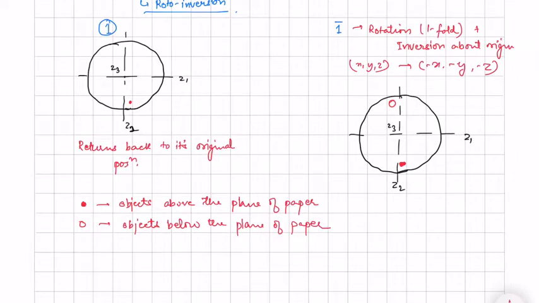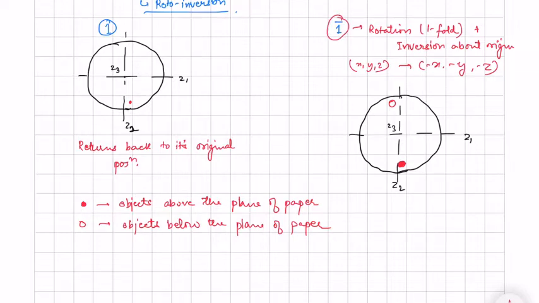Okay. Now again you rotate it for 360 degree, it again land back in its original position, and then when you invert it about origin, it coincides with this point. So now this is the final step. So you stop now. As a result, you have these two points in your stereographic projection for 1 bar.